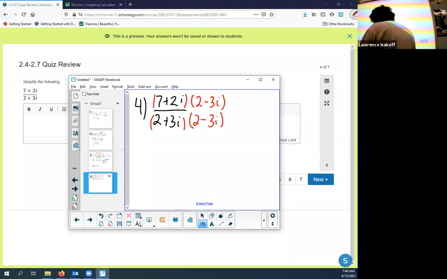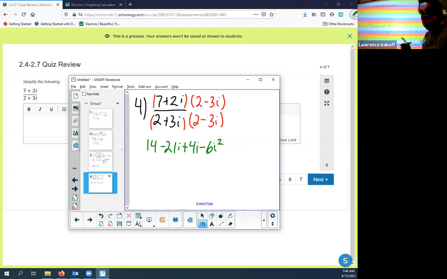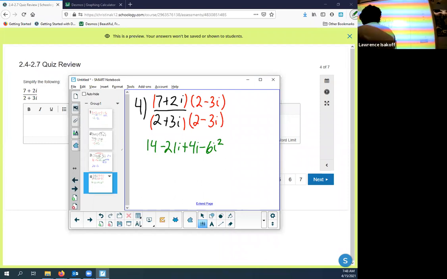So the numerator, 7 times 2, that's 14. 7 times negative 3i will be minus 21i. 2i times 2 will be plus 4i. And 2i times negative 3i will be negative 6i squared. Remember that i squared becomes negative 1.